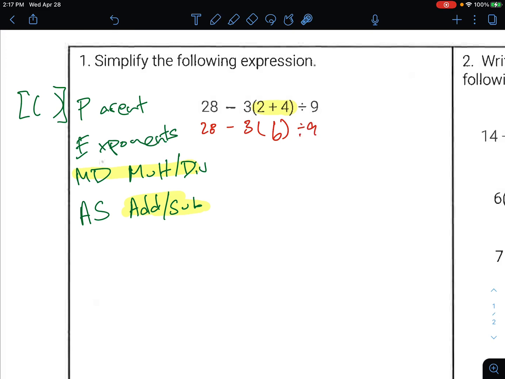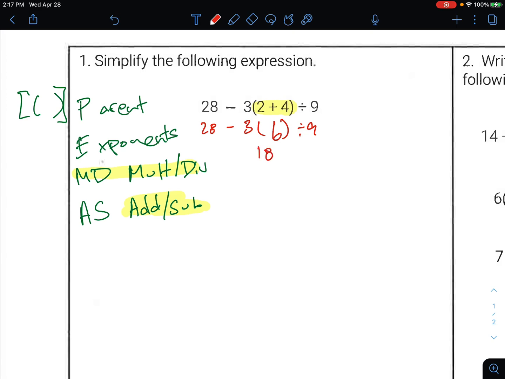Now, do I have any other parentheses? I do, and there's nothing in it. What's going on is it's 3 parentheses 6, which means 3 times 6. So that's actually multiplication, which I'll do later. Do I have any exponents? No exponents. Do I have any multiplication or division? Yes, I have multiplication, 3 times 6, and I have division, 6 divided by 9. So which one do I do first? Well, you go left to right, 3 times 6 first, and that is 18.